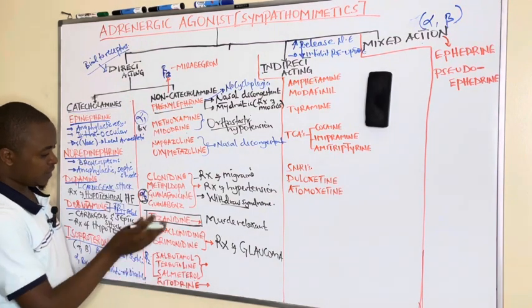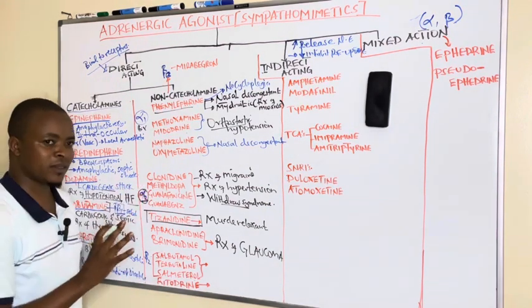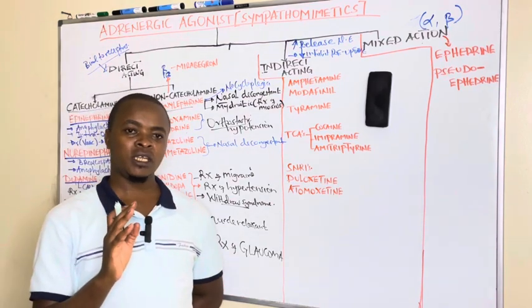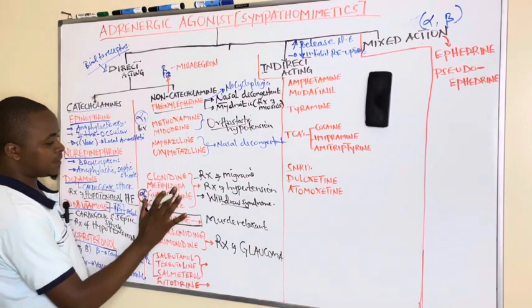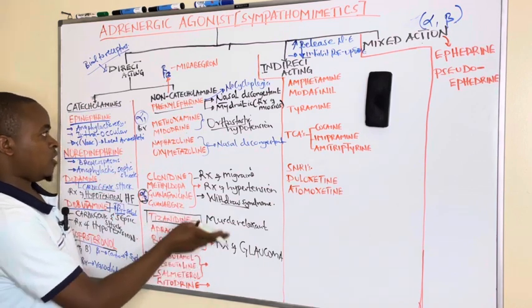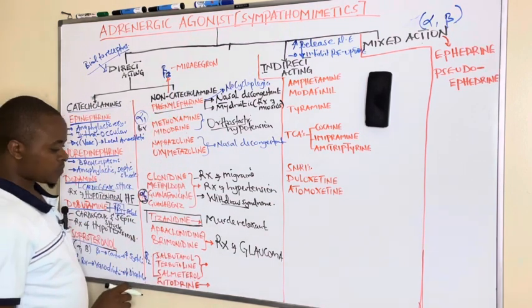Then these are the conditions of alpha 2. Remember that alpha 2 is inhibitory. It is Gi, so its reactions are opposite of these others.